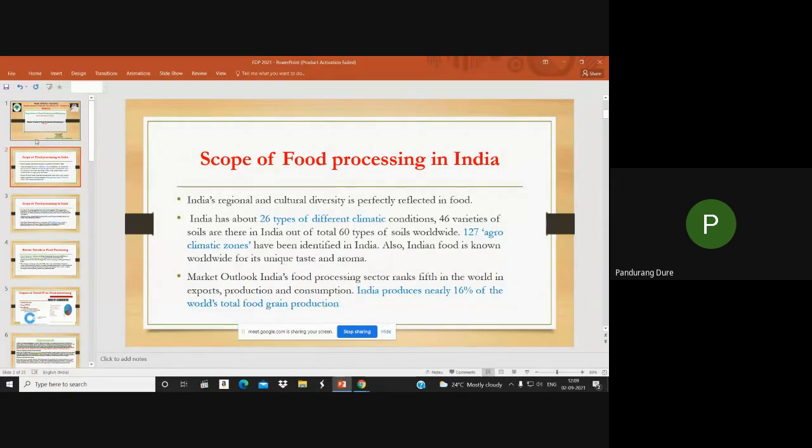As this is a drastic change in climate and soil condition, it gives us the benefit of producing a variety of fruits and vegetables. Indian food is also known worldwide for its unique taste and aroma. India produces nearly 16% of the world's total food grain production.